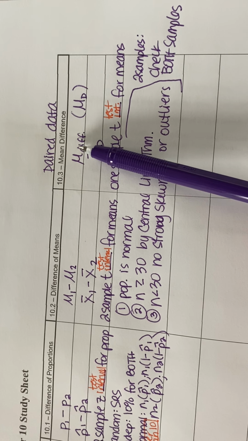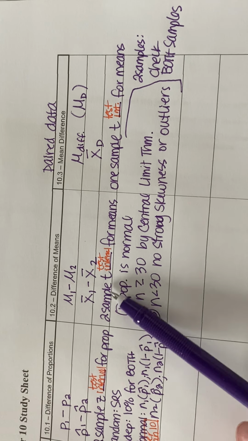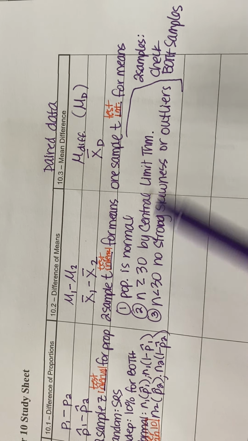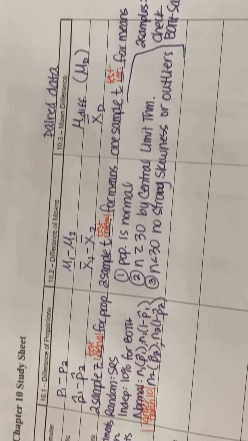But if you're doing the difference of the mean or the mean of the differences, then you only have 1 sample to check. So you don't have to do both, you just follow this. But if you have 2 samples, you have to do this twice, one with each sample.